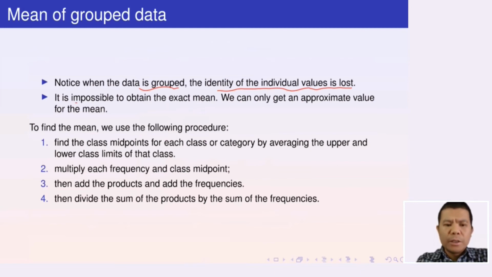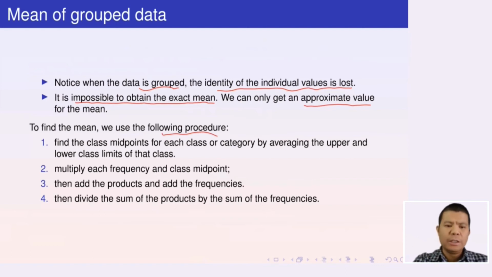It is impossible to obtain the exact mean. We can only get an approximate value for the mean, right? Approximate value, not exact value. So what we have to do is find how to find the approximate value for the mean. We can do this using the following procedure.